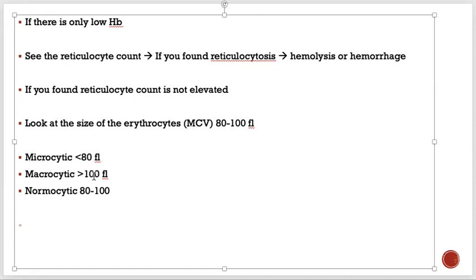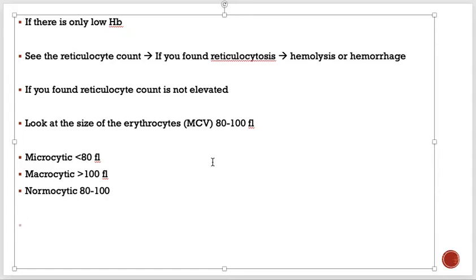What are the causes of macrocytic anemia? Vitamin B12 deficiency anemia, folate deficiency anemia, alcoholic people, liver disease, okay, and many drugs. What are the causes of normocytic anemia? Again, anemia of chronic disease, drugs can give, bleeding, hemorrhage can give, hemolysis can give, right? Normocytic anemia.